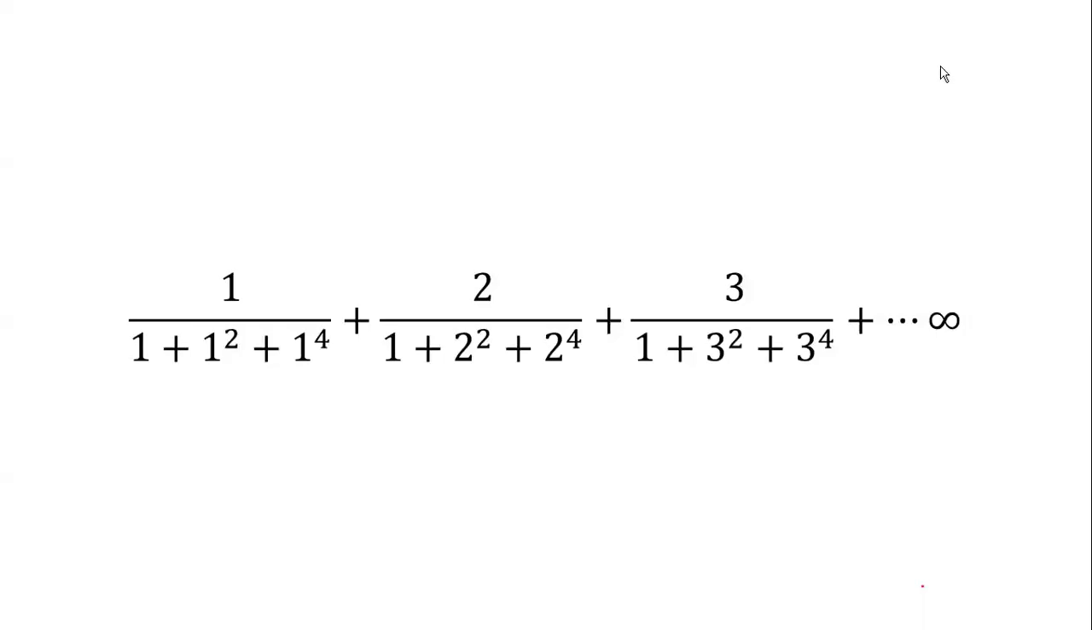So hello guys, in this video we are going to solve this problem. In this problem it is given that we have this series whose terms are 1 divided by 1 plus 1 square plus 1 power 4, plus 2 divided by 1 plus 2 square plus 2 power 4, 3 divided by 1 plus 3 square plus 3 power 4, and up to infinity. We have to find the summation of this. So let's see how we can solve this.